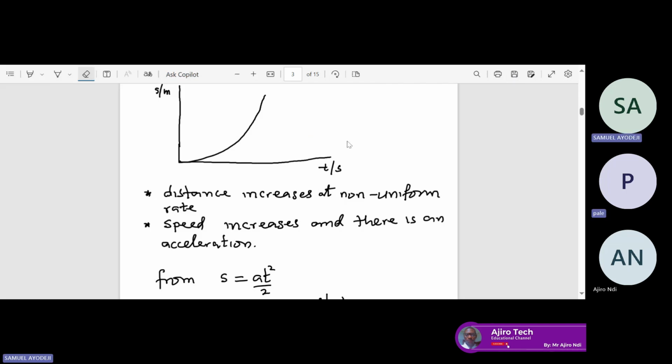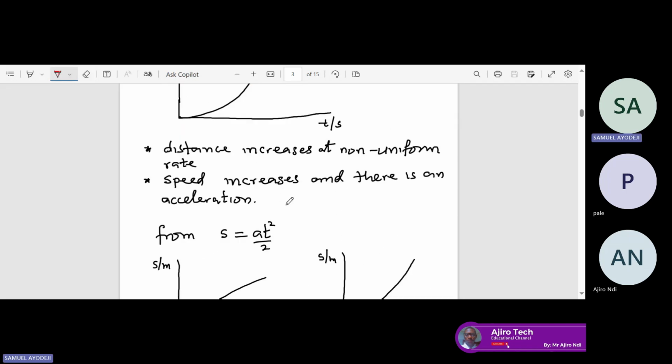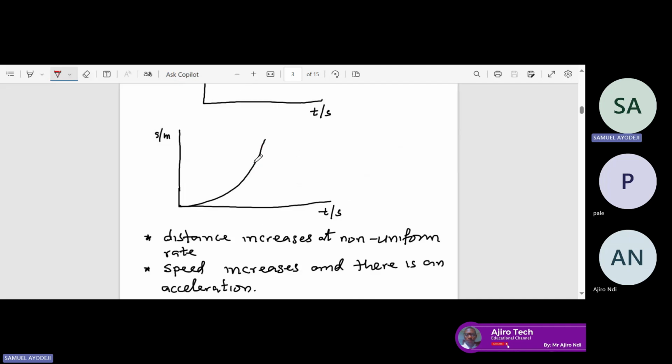Now, distance increases, your speed increases, and there is what? Yes, it accelerates.